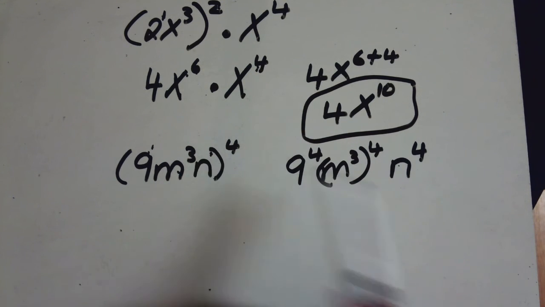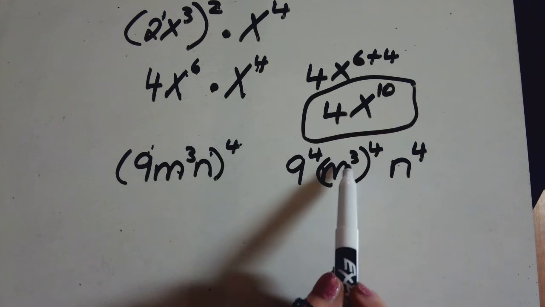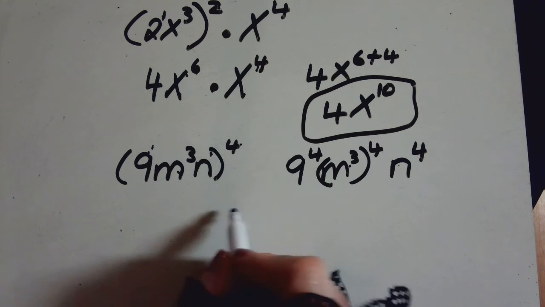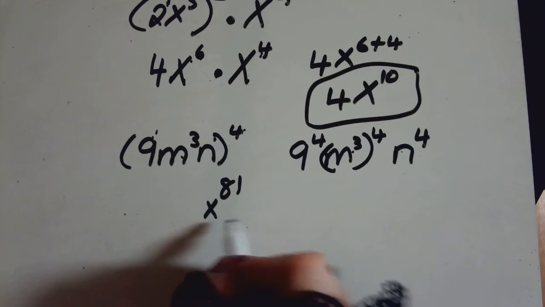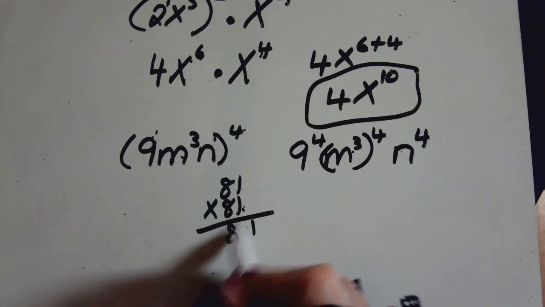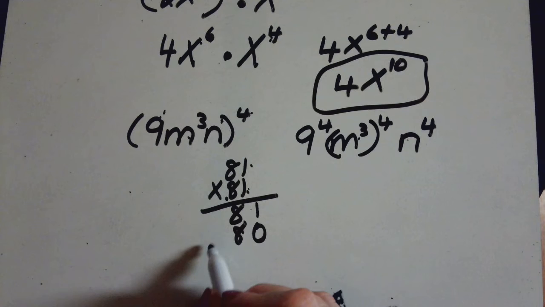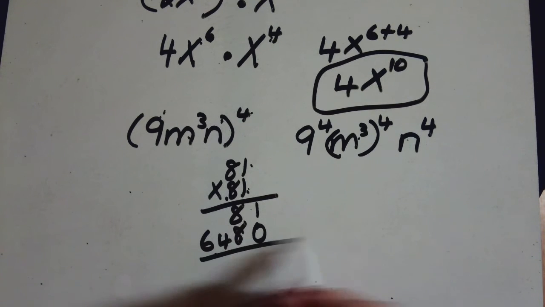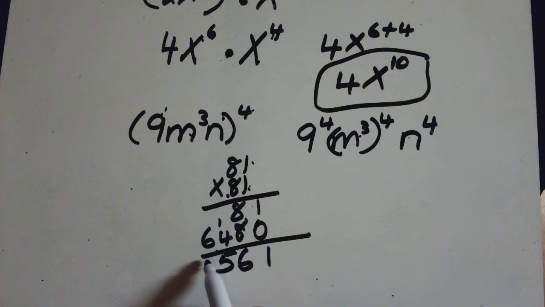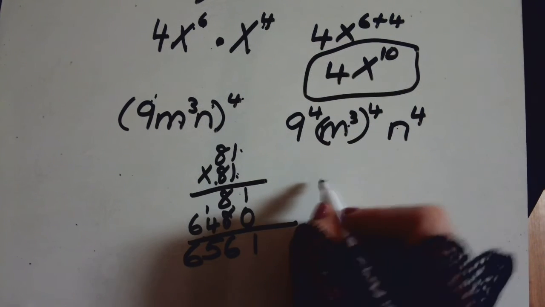Because this is just 1 times 4. The reason I put this in parentheses is because I'm showing that this has a cube and it's raised to the 4th power. So 9 to the 4th: 9 squared is 81, and 81 times 81, I forgot to bring my calculator. 1 times 1 is 1, 1 times 8 is 8, 0, 8 times 1 is 8, 8 times 8 is 64. So that's going to be 6,561.